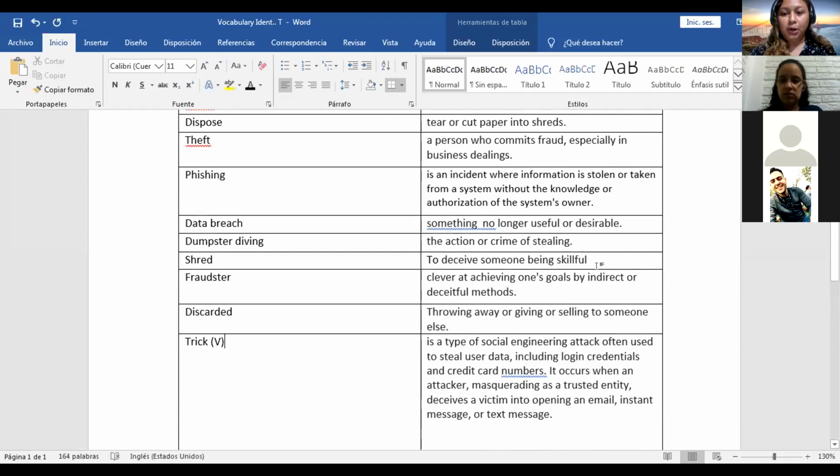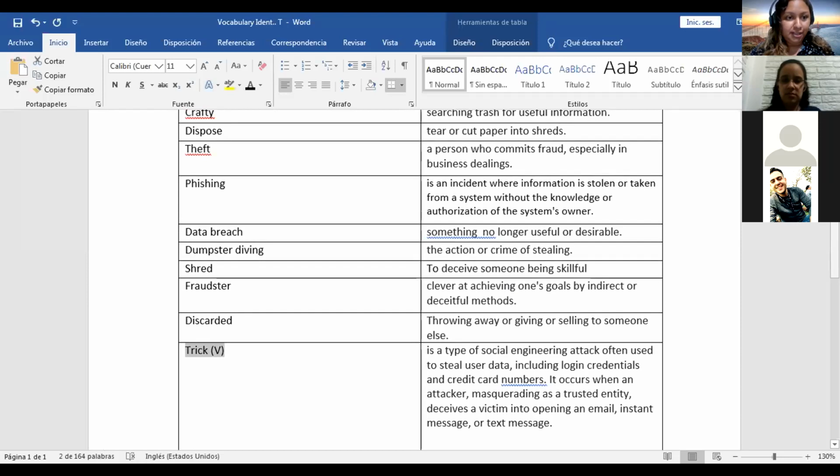So when you say, this person tricked me, this person deceived me, this person told me lies, and I fell into this person's trap. So it is to deceive someone being skillful. Now, this is an action. Okay, this verb comes from tricking in magic, right? So a magician performs some tricks and people believe them. So this is to trick.